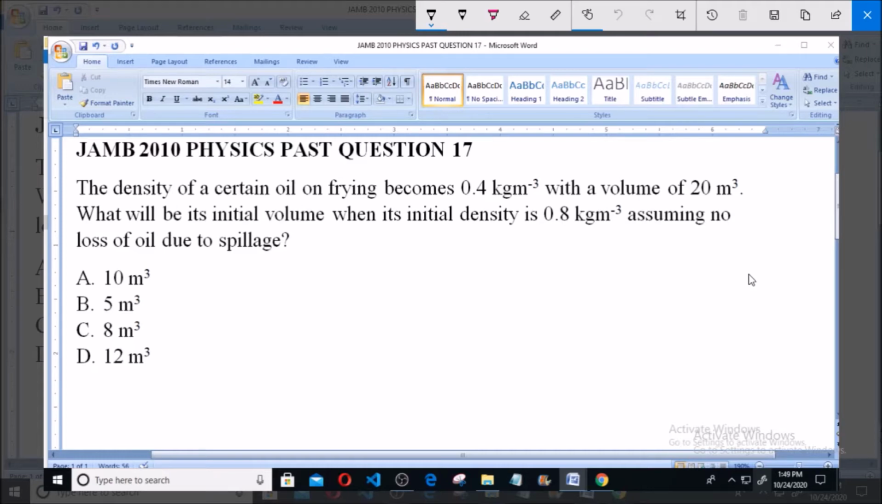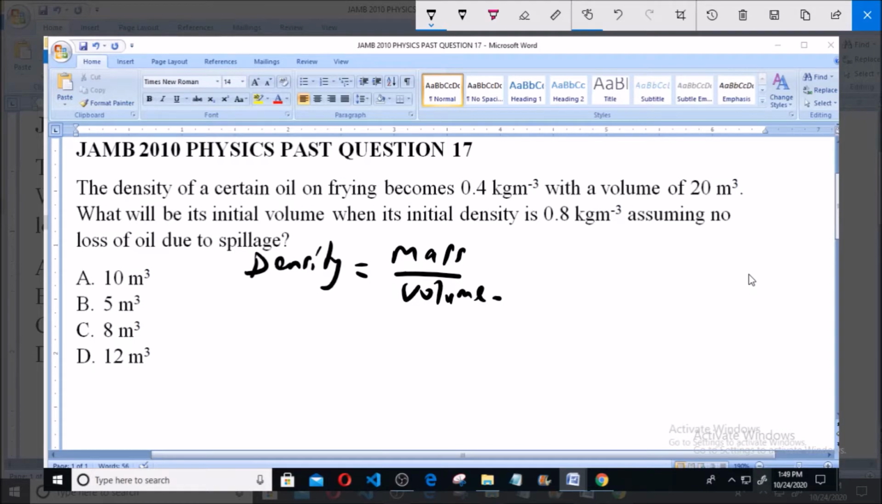The density of a certain oil on frying becomes 0.4 kg per meter cube with a volume of 20 meter cube. What will be its initial volume when the initial density is 0.8 kg per meter cube, assuming no loss of oil due to spillage? A. 10 meter cube, B. 5 meter cube, C. 8 meter cube, D. 12 meter cube. So we are looking at density, and density is equal to mass over volume.